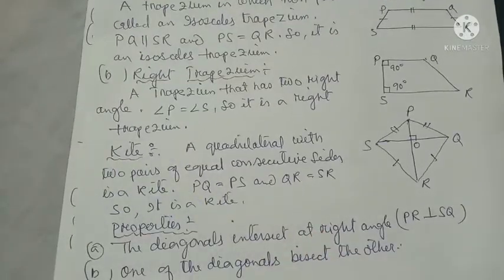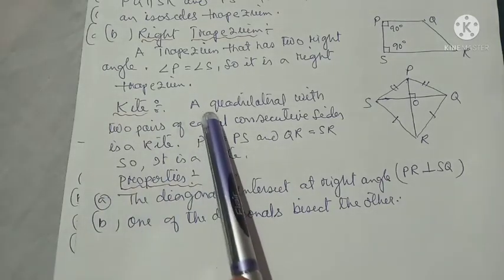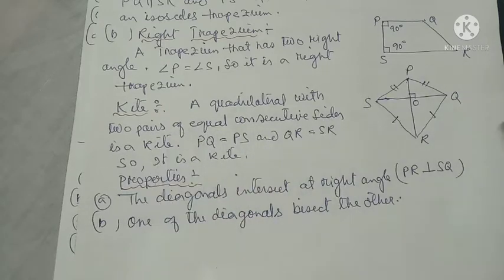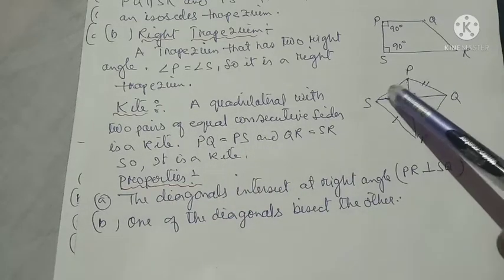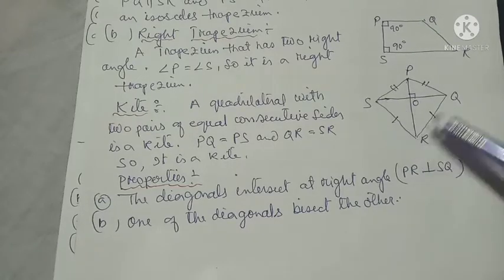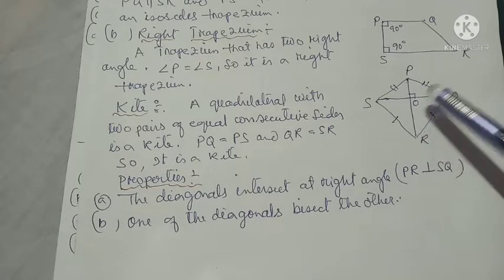Another one is the kite. We have seen kites flying in the sky. That type of figure is a quadrilateral, and we call it a kite. A quadrilateral with two pairs of equal consecutive sides is a kite. See, there are two pairs of consecutive sides here, PS and PQ, and RS and RQ, which should be equal in length. Then this type of quadrilateral we call a kite.